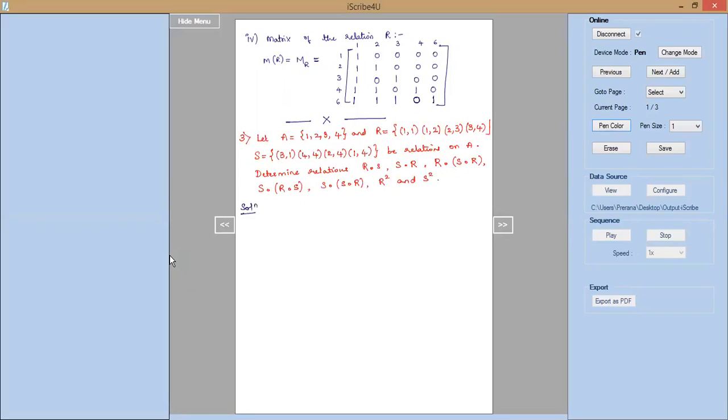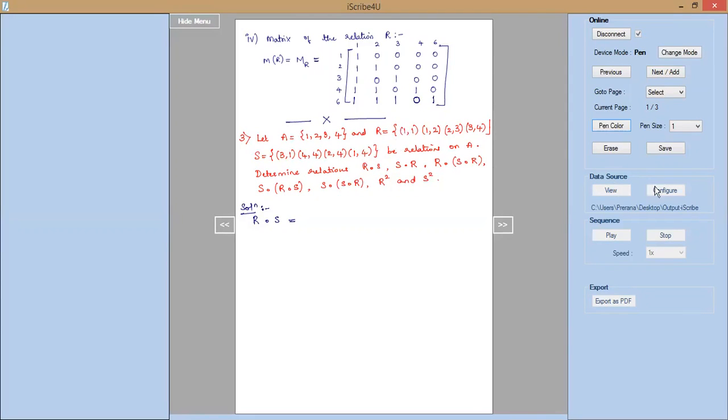Solution. Let us find one by one. So the first one is R composition S. We recall the definition for composition of two relations: if there is an element A comma B belonging to R, and there is an element B comma C belonging to S, then A comma C belongs to the composition.